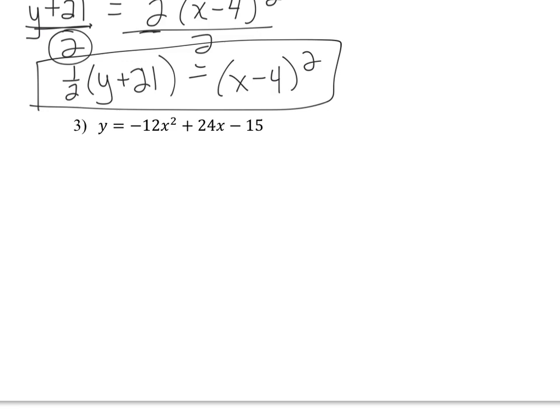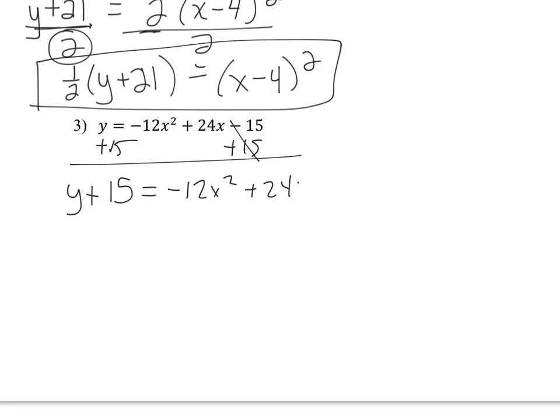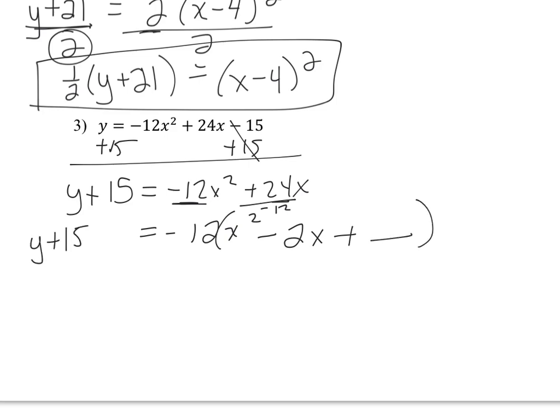Okay. Finally, this one, add the 15. Y plus 15 equals negative 12x squared plus 24x. All right, we can't have this number here, so we have to divide it out, and we do have to divide out that negative 12. Okay, when we divide the negative 12, we have to divide this by negative 12 also, so that is a negative 2x plus something. And remember, whatever we add to this side, multiply it by negative 12 and add it to this side.